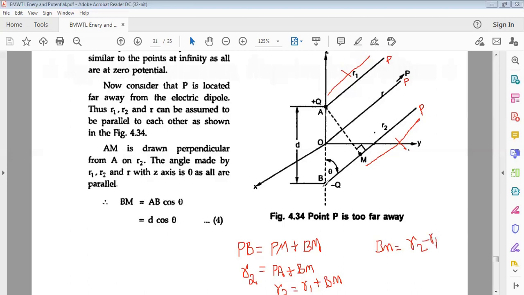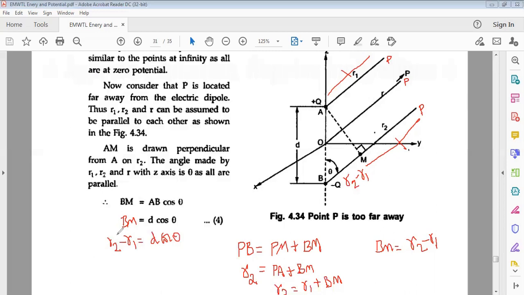The total distance is R1. So in that distance, if I am removing the PA value R2, the BM value is R2 minus R1. So what is BM? From the right angle triangle, we got BM is equal to d cos theta. So R2 minus R1 is equal to d cos theta.